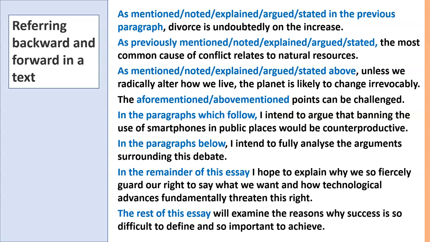Other phrases: as previously mentioned, or noted, or explained, or argued, or stated; as mentioned, noted, explained, argued, or stated above, and the aforementioned or above-mentioned points you can refer to. And then you can refer forward to what's coming later. So in the paragraphs which follow, this can be in your introduction when you indicate your plan for the essay, in the paragraphs below, in the remainder of this essay, or the rest of this essay. So these are phrases to refer forward to say what's coming.